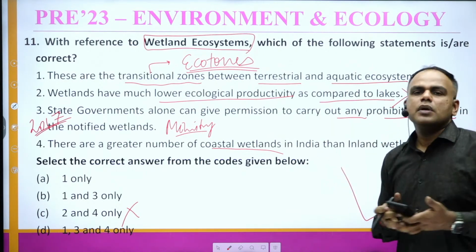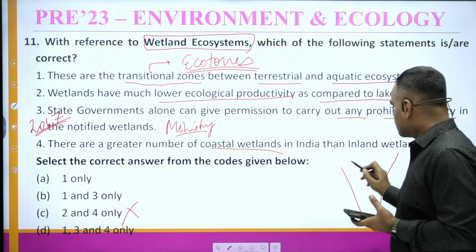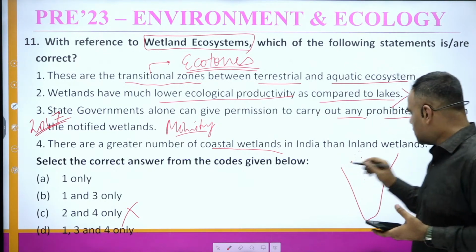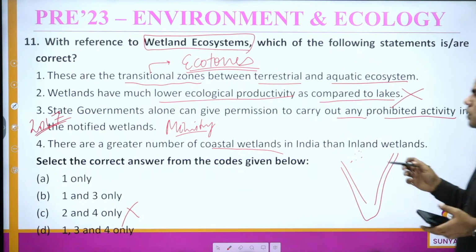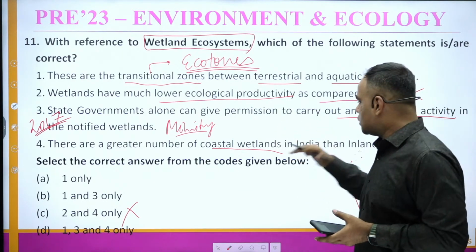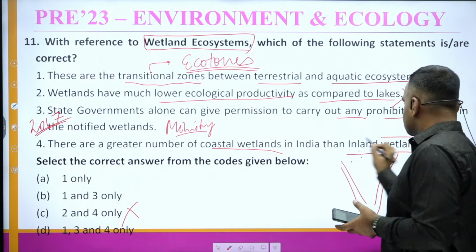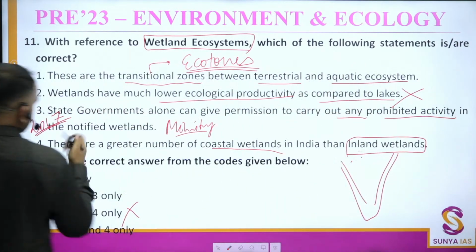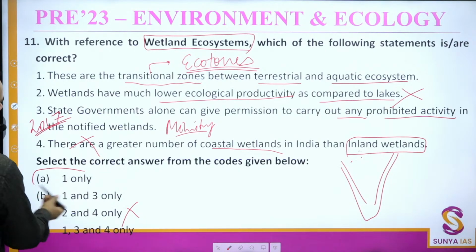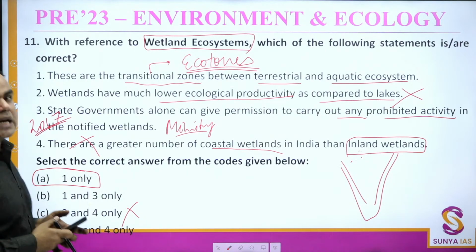Then, there is a far greater number of coastal wetlands than inland wetlands. Of course, you have inland wetlands in the deep interior parts of the country, whereas you also have coastal wetlands. Question 11 basically asks what is the correct part. Actually, we have far greater inland wetlands as compared to coastal wetlands. So even this is wrong. So the answer becomes A, 1 only.